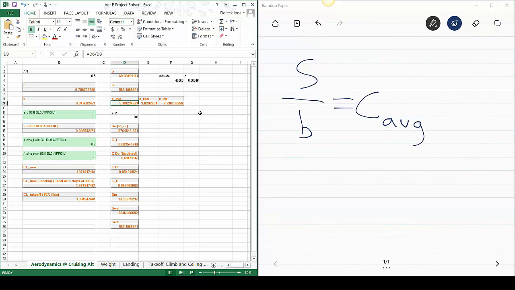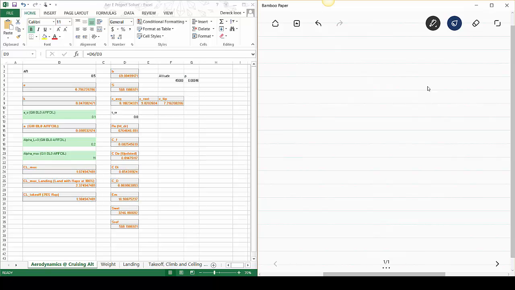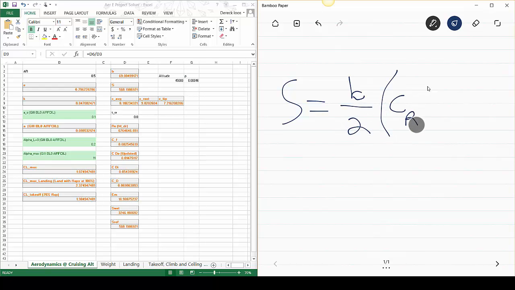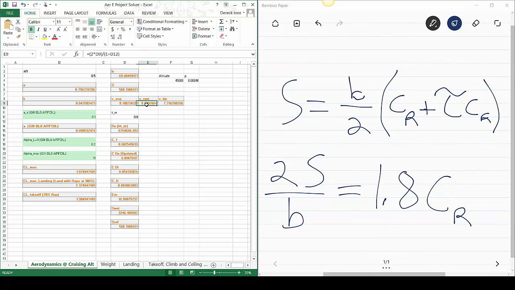Next, we can solve for the root chord with the constant value tau. And this is the tau of the wing right here, and it's set to 0.8. Now by using the equation S equals B over 2 times root chord plus tau root chord, and when we rearrange this, we can find that it's actually 2S over B equals 1.8 root chord. And as you can see right here, the root chord value equals 2 times D9 divided by 1 plus D12.